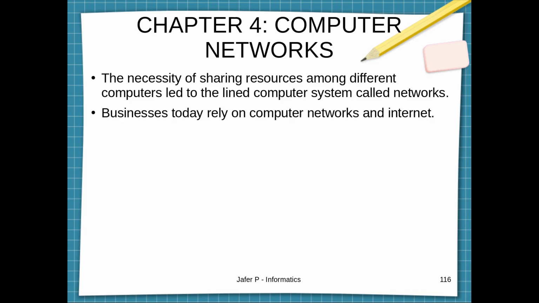Businesses today rely on computer networks and the internet. Internet is another version of network, right? Network of networks is called the internet. Internet is used for sharing data, right? When you want to search for a book, if you go to Google, you can see there are huge resources where you can find a number of books. Any information can be accessed through the internet.